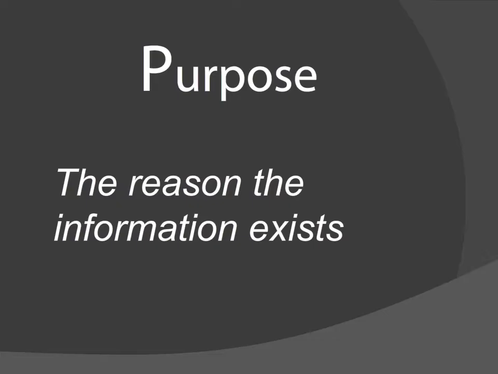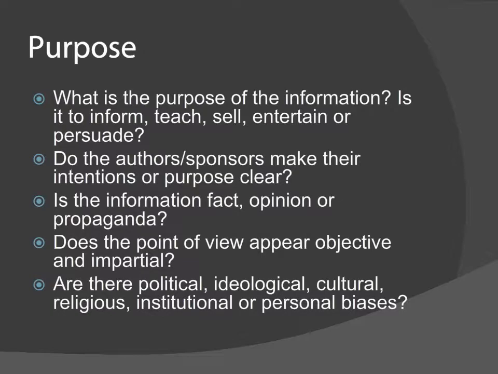The final criteria to consider in the CRAAP test is the web source's purpose, or the reason the information exists. When considering the purpose of a web source, you're really considering why it was written. Is it meant to inform or to teach? Is it trying to sell you something or to persuade you in some way? Authors should be upfront about their intentions. However, it is often up to you to decide whether there's bias present in a source or whether it's objectively written.